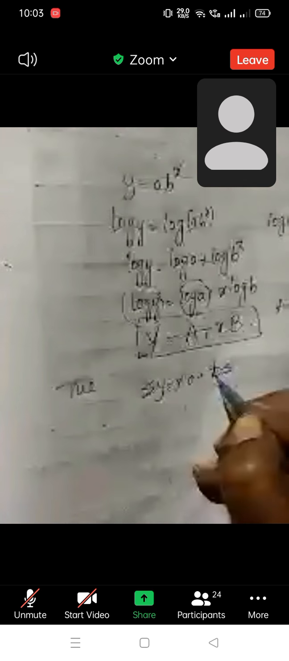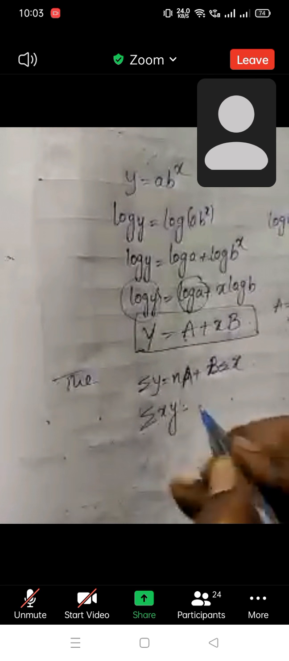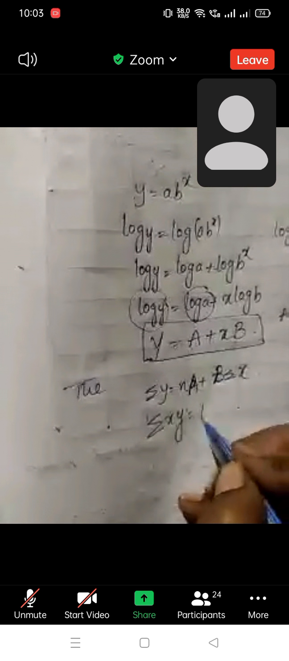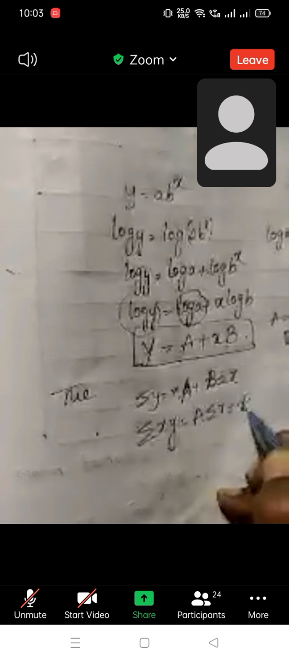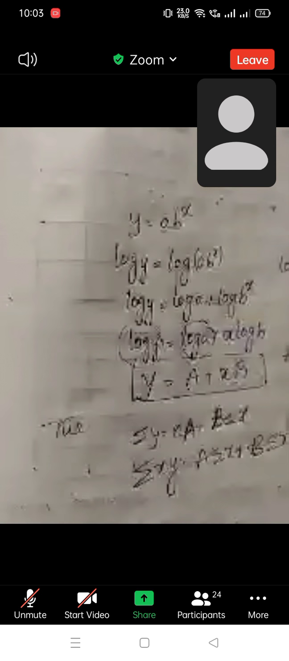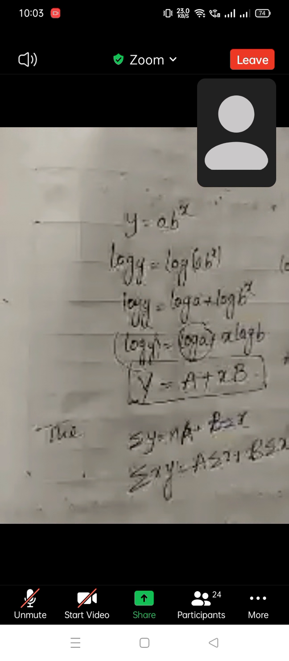So the normal equations will be same. Summation y equals na plus b summation x. Next, summation xy equals a summation x plus b summation x square. So it will be same.